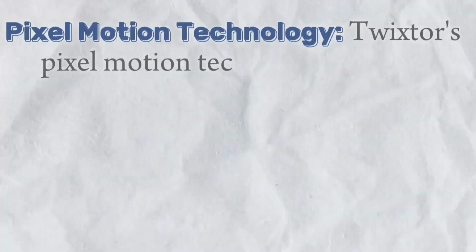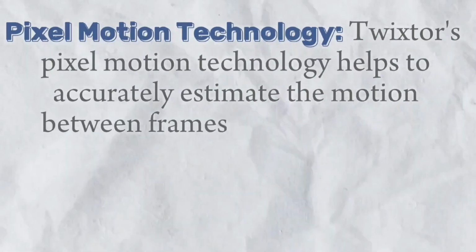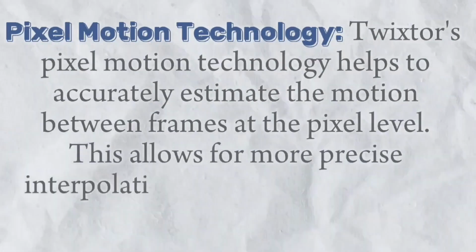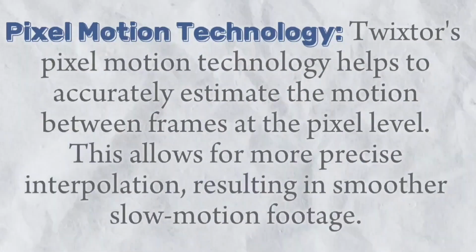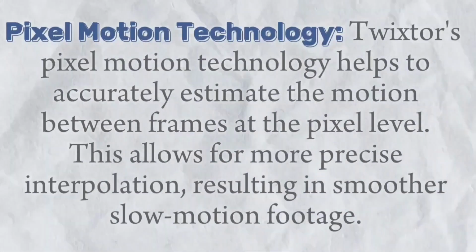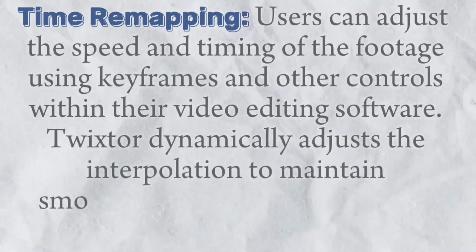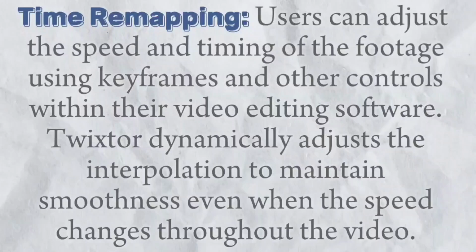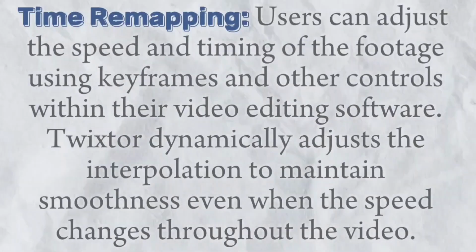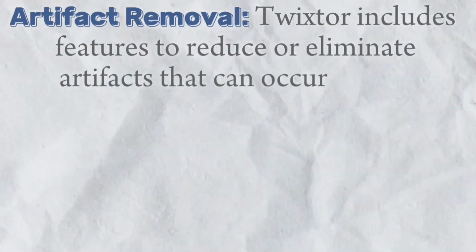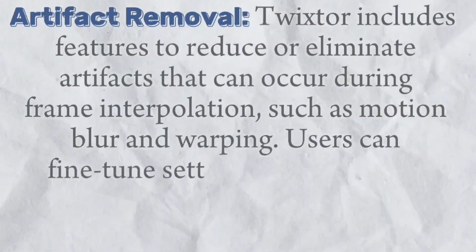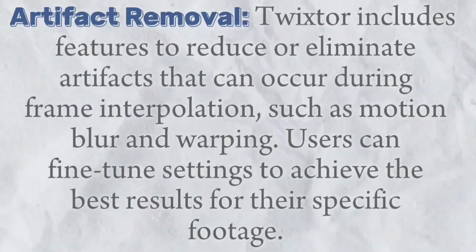Pixel motion technology. Twixtor's pixel motion technology helps to accurately estimate the position between the frames at the pixel level. This allows for precise interpolation, resulting in smoother slow motion footage. Time remapping. Users can adjust the speed and timing of the footage using keyframes and other controls within their video editing software. Twixtor dynamically adjusts the interpolation to maintain smoothness even when the speed is fast. Artifact removal. Twixtor includes features to reduce or eliminate artifacts that can occur during frame interpolation, such as motion blur and warping.